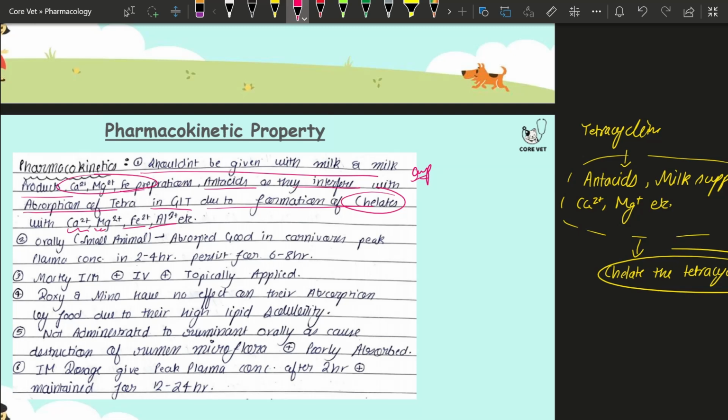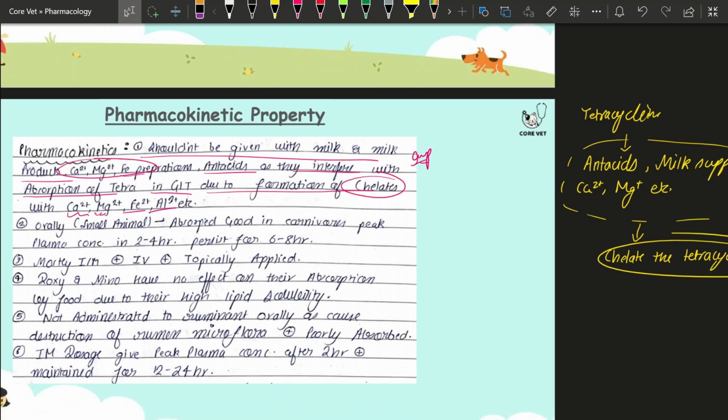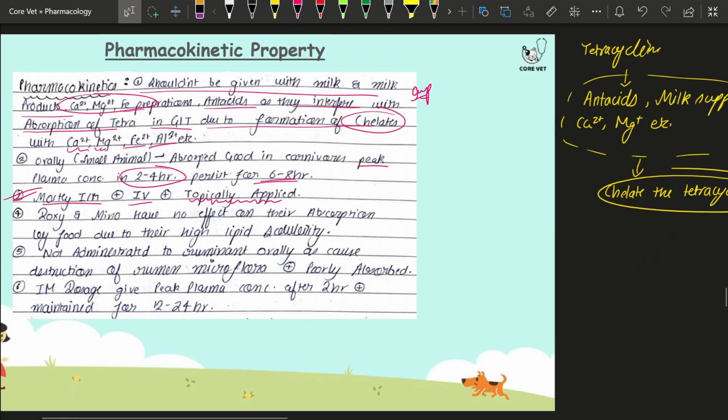If we talk about the oral absorption in the carnivores, it's good, and the peak plasma concentration is obtained between 2 to 4 hours of giving the drug, and it may persist for 6 to 8 hours. Generally in the case of large animals, we mostly prescribe the IM route. IV could also be there, and tetracycline is also applied topically.